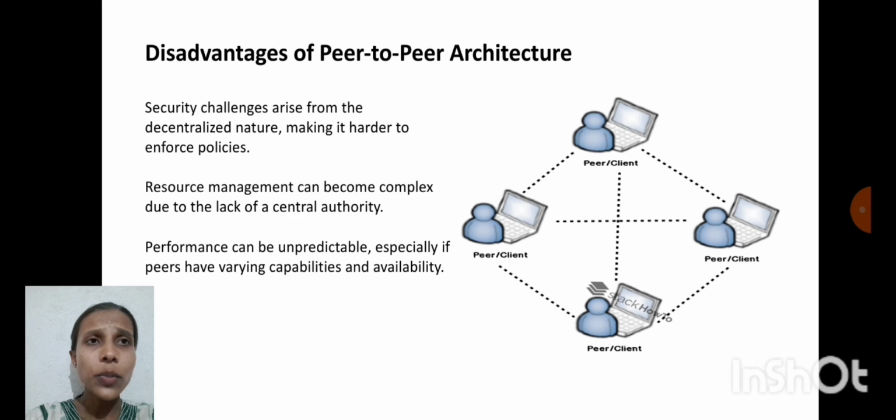Disadvantages of peer-to-peer architecture. Security challenges arise from the decentralized nature, making it harder to enforce policies. Resource management can become complex due to the lack of a centralized authority. Performance can be unpredictable, especially if peers have varying capabilities and availabilities.